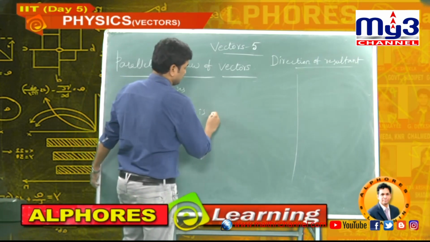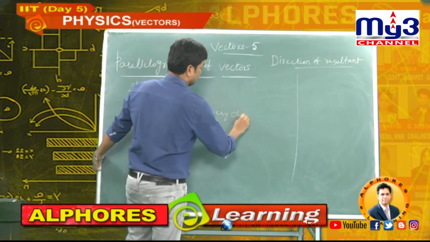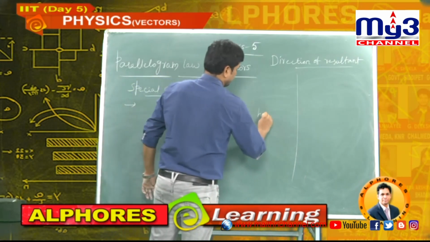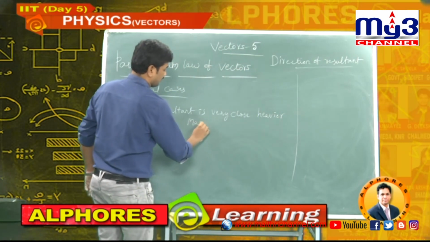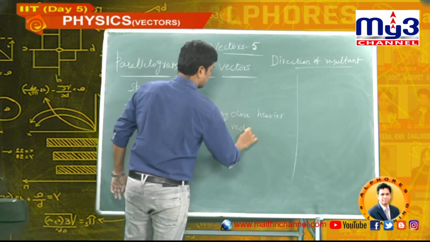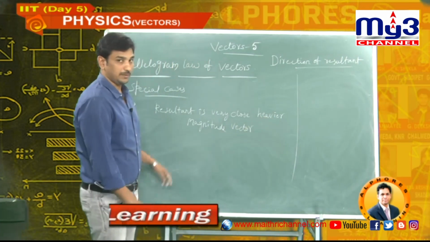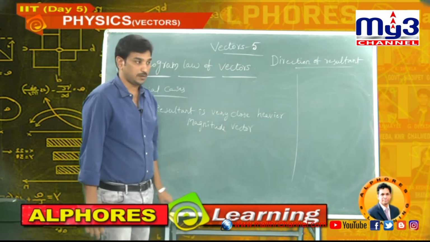Resultant is very close to heavier magnitude vector. What is the meaning of this? Resultant is very close to heavier magnitude vector.